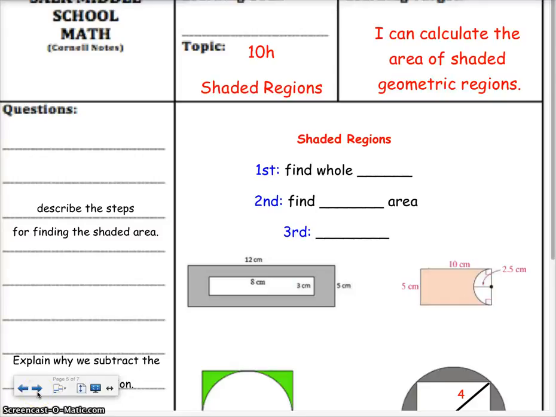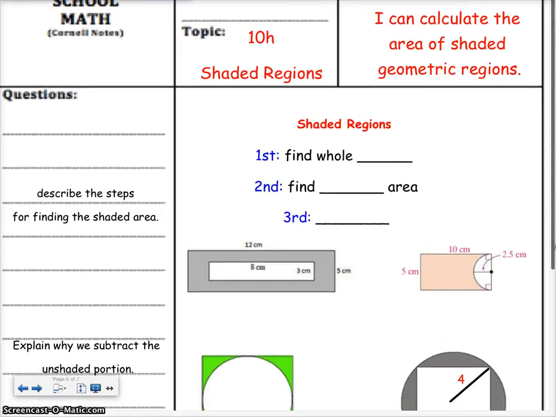Okay, so we are moving on to finding the area of shaded regions. In your learning target, you can calculate the area of shaded geometric regions. That's what you can do today. There's a process. I am going to draw a rectangular region that has a region inside it. And I'm going to tell you, hey, I want you to find the blue shaded region, please.